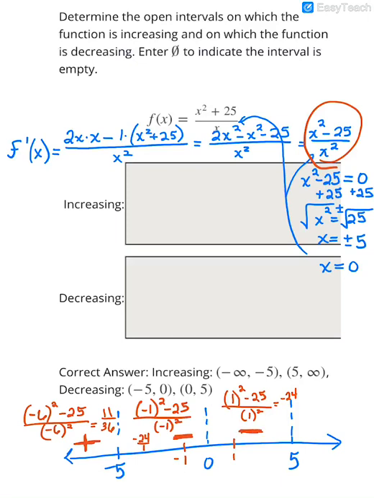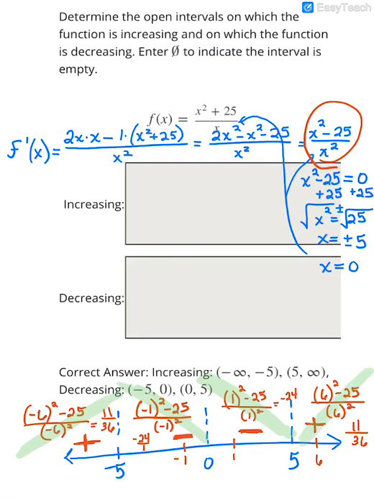And then finally, something bigger than 5, we could use 6. So we get 6 squared minus 25 divided by 6 squared, which leaves me with 36 minus 25 is 11 over 36. So that's a positive value. So what this tells me is that in terms of this graph, I'm going to be increasing from -infinity to -5, decreasing from -5 to 0, still decreasing from 0 to 5, and then increasing again from 5 to infinity.